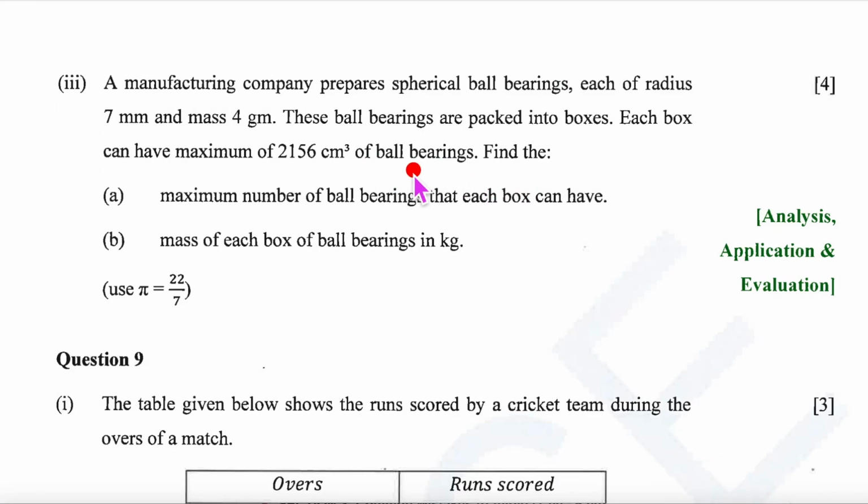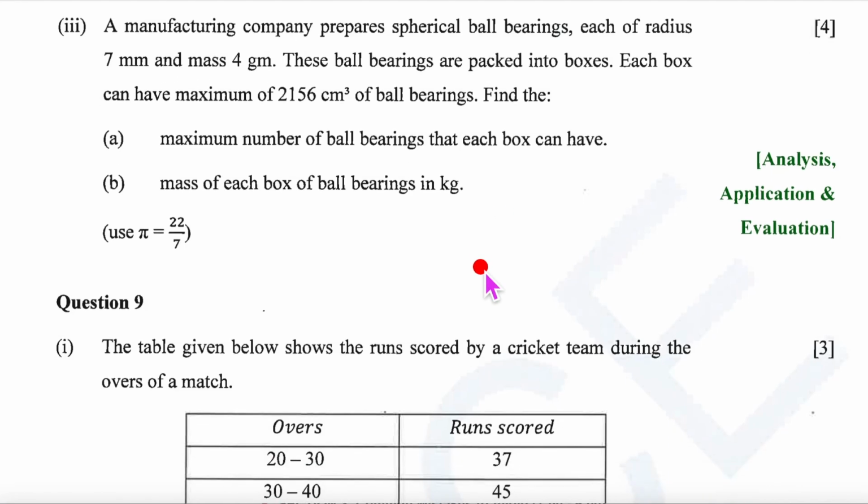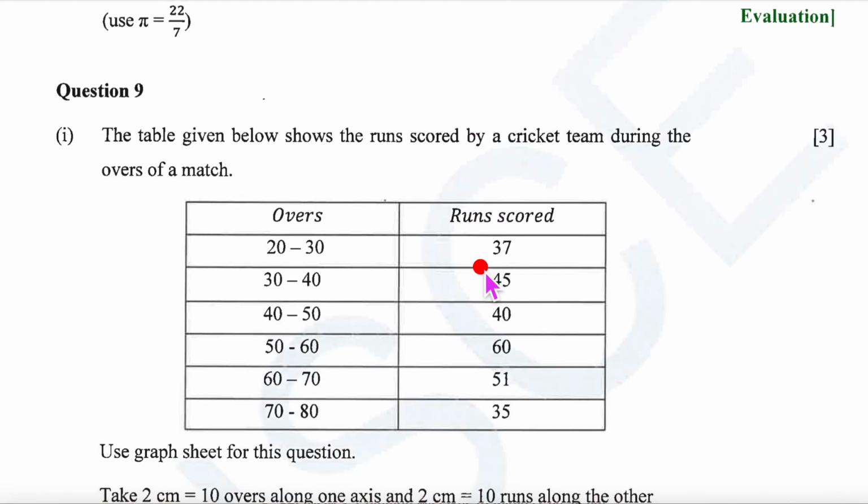So after finding the number of ball bearings, I'll have to multiply by 4 to get the total mass in gram. But they want in kg, so I'll have to divide that by 1000. So this also is perfectly doable.